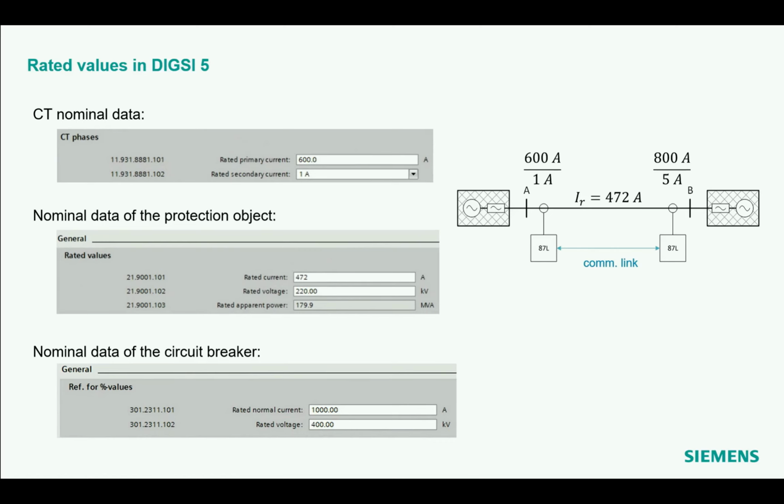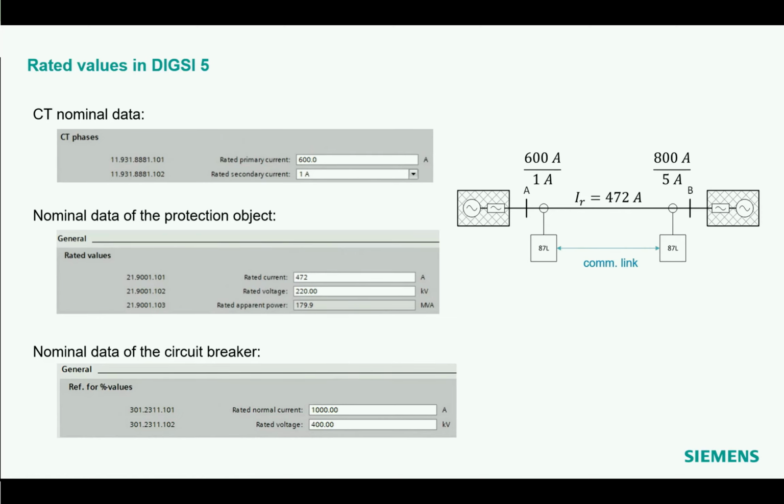Then we have the setting of the nominal data of the protected object. In our case, the protected object is a line. So you find it under the tab line and general data. Here you set the rated current. In this example, it is set to 472 amp. And this is the value that must be the same for both devices, or for all devices within the topology. The only exception is when there is a transformer in the line. Then the rule is that the rated apparent power must be the same on all devices within the topology.